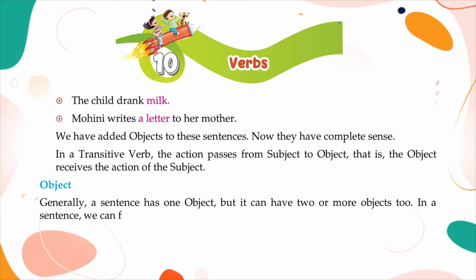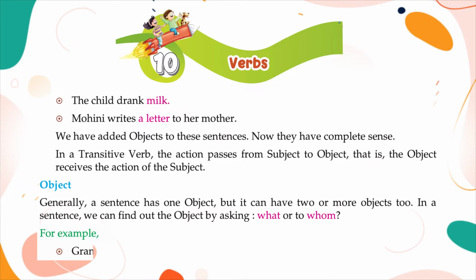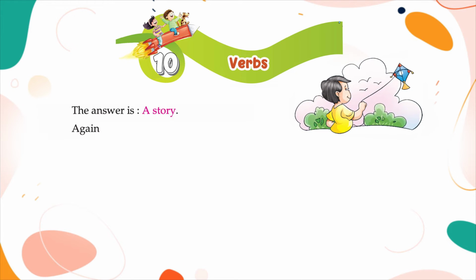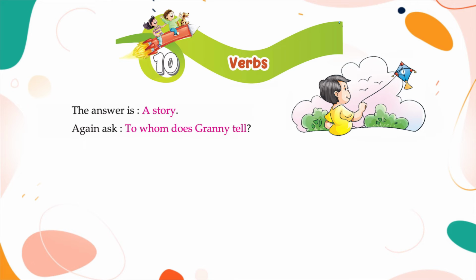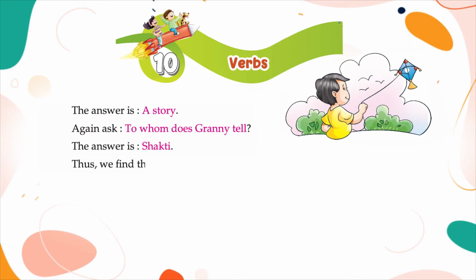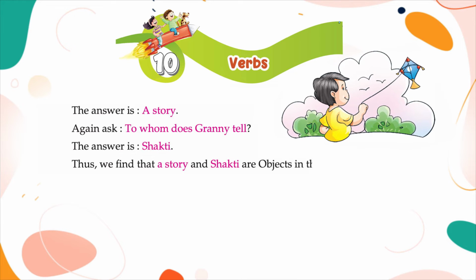In a sentence, we can find out the object by asking what or to whom. For example, Granny tells Shakti a story. Ask, what does Granny tell? The answer is a story. Again ask, to whom does Granny tell? The answer is Shakti. Thus, we find that a story and Shakti are objects in this sentence.